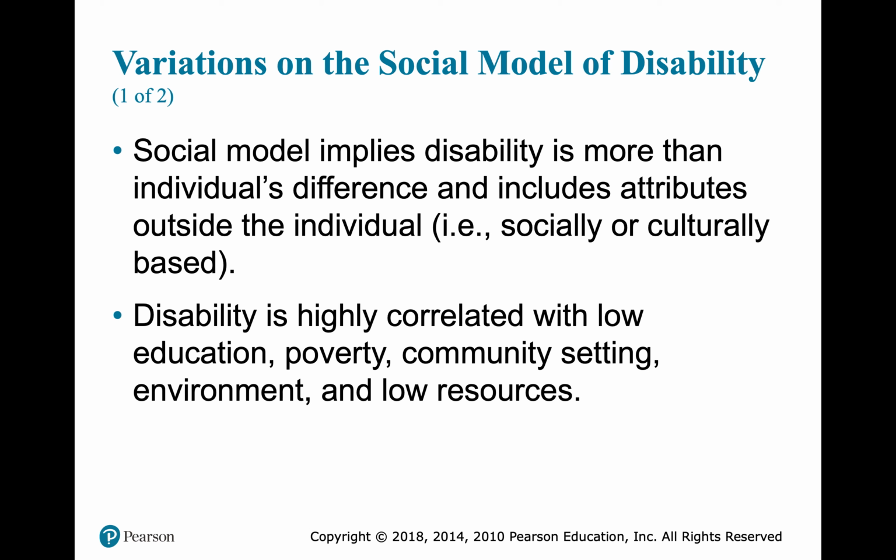Variations on the social model of disability. So this implies that disability is more than the individual's difference and includes attributes outside of the individual, so more socially or culturally based. The disability is highly correlated with low education, poverty, community setting, and environment and low resources. So keeping that in mind.